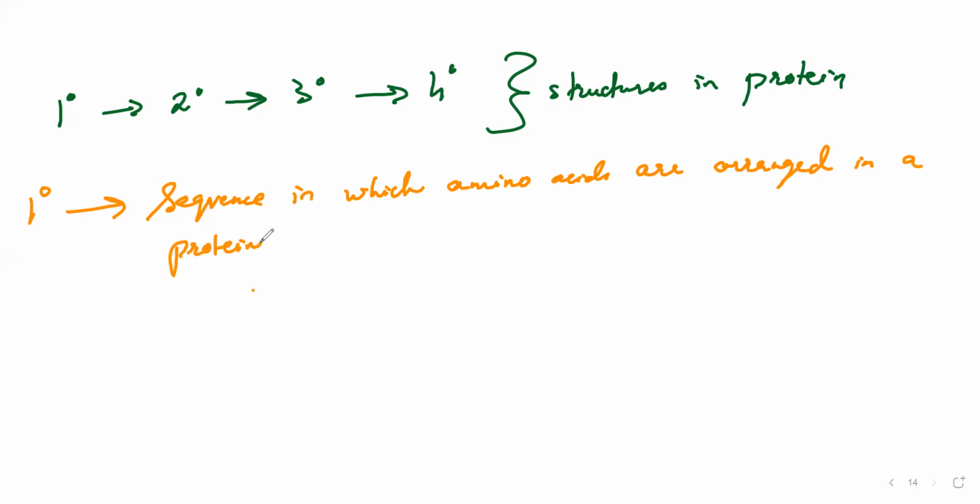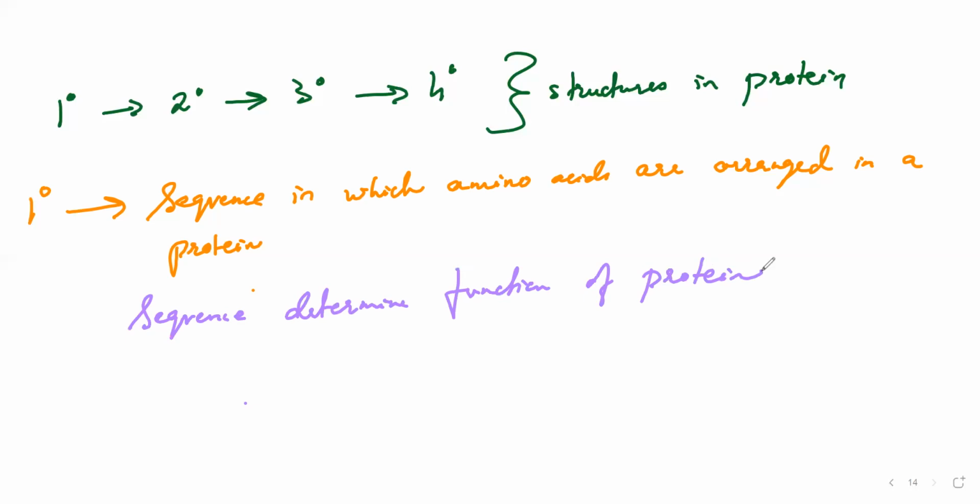So the primary structure is a very simplified structure of the protein, wherein there is just a sequence in which the amino acids are arranged so as to form a particular chain of a protein. Depending upon what type of sequence it is, you will get the functionality of that particular protein. Means in short, the sequence is going to determine the function of the protein. So the primary structure is a very simplified structure.